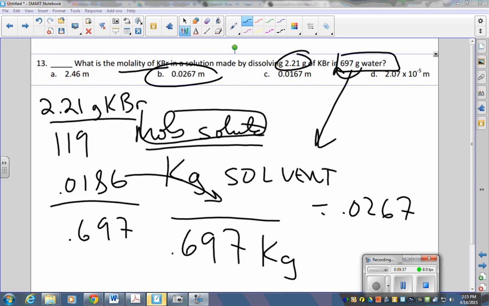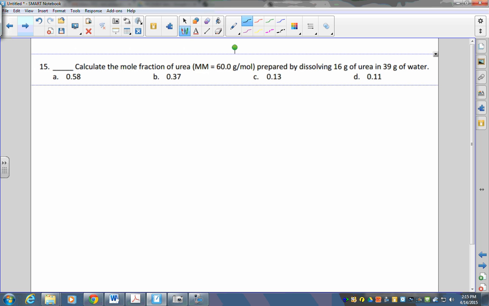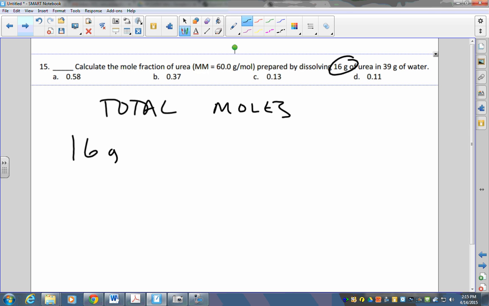Bam. Next one, 15. Calculate the mole fraction. Remember when you do mole fraction, the first step is change everything to moles. Everybody's got to be in moles. You're totaling the moles. So the first thing I do is take 16 grams of urea. They give me the molar mass of urea is 60. So I'm going to just go 16 divided by 60.